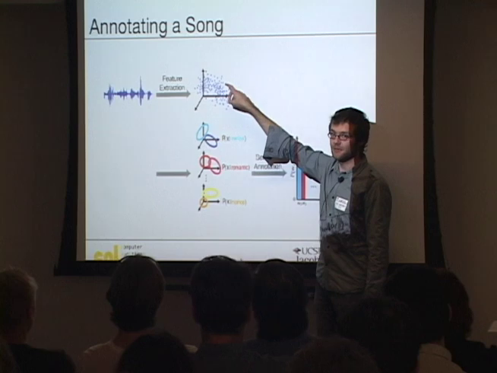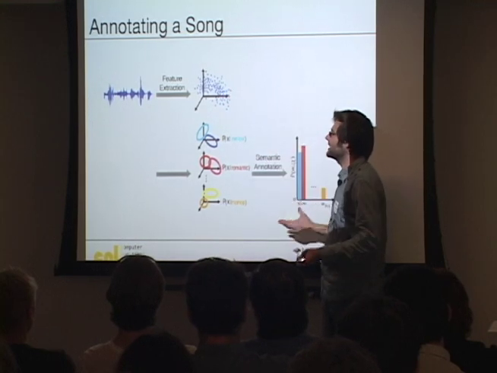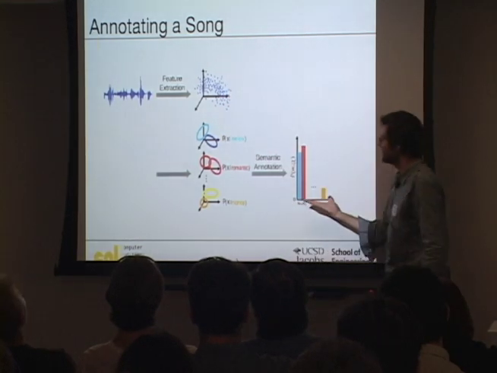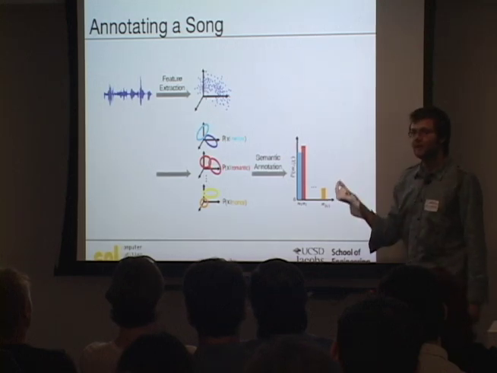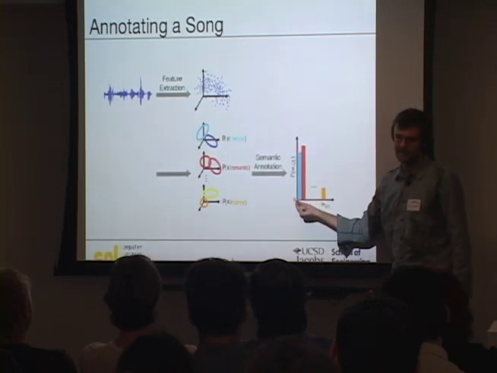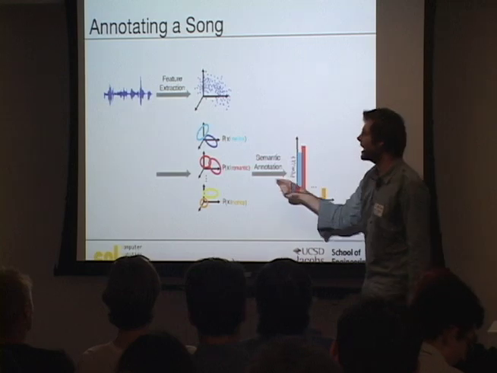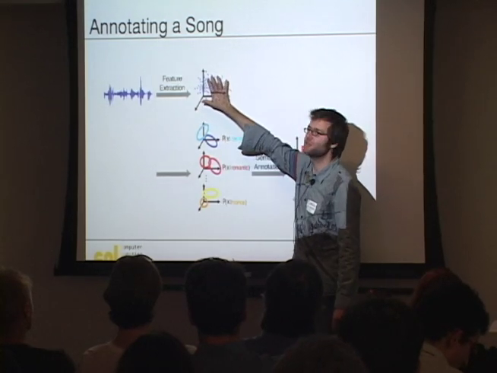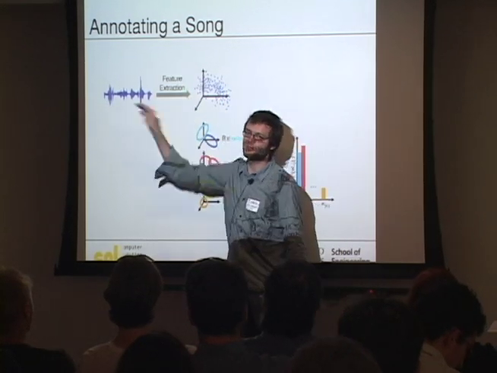right? And by doing a little bit of Bayesian analysis, in the end, we end up with some kind of relevance measure for each of the tags that we have in our dictionary, based on how well the corresponding model describes the cloud of points extracted from this new song.